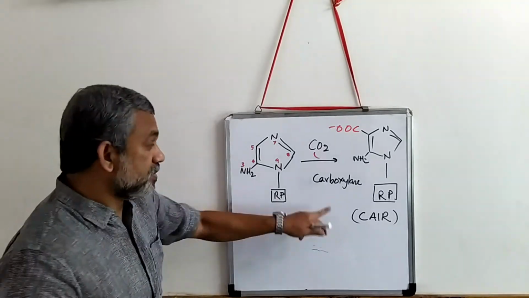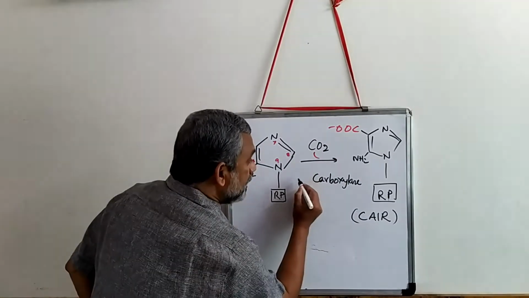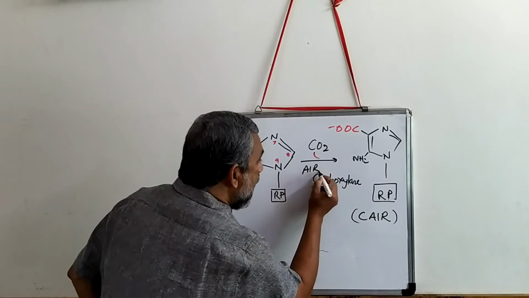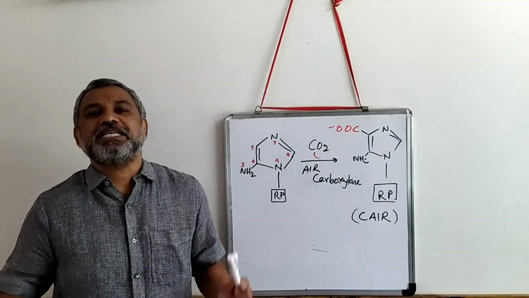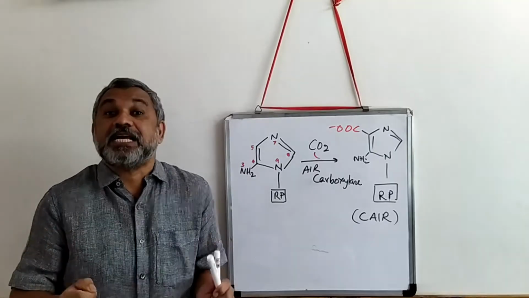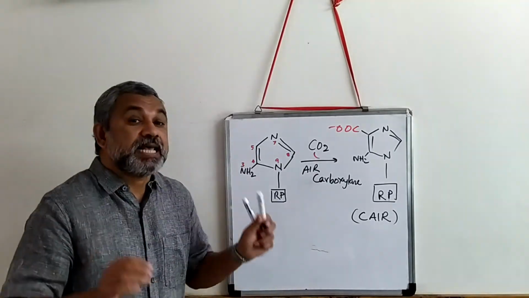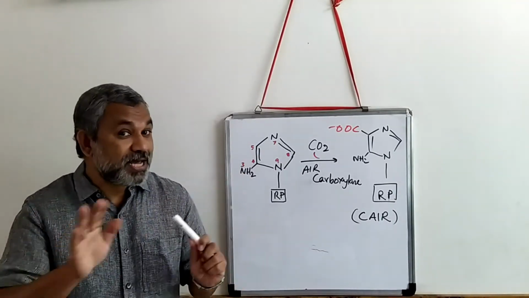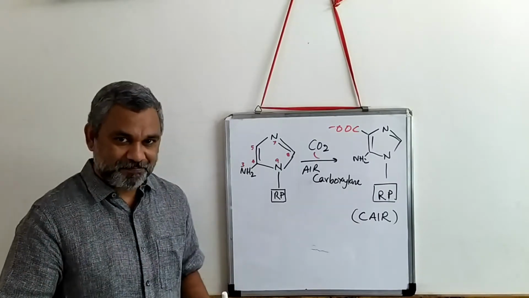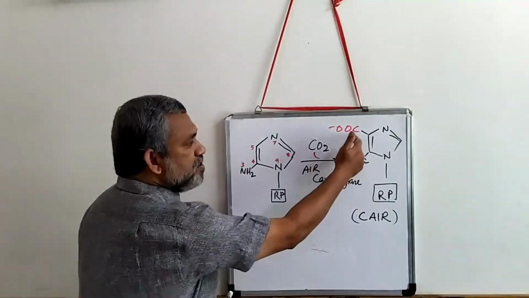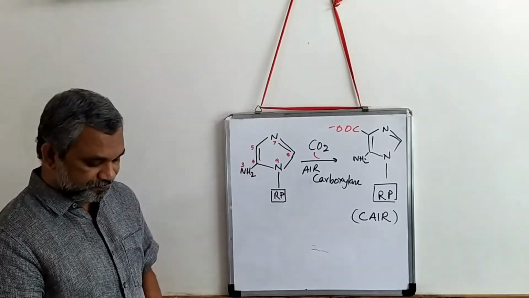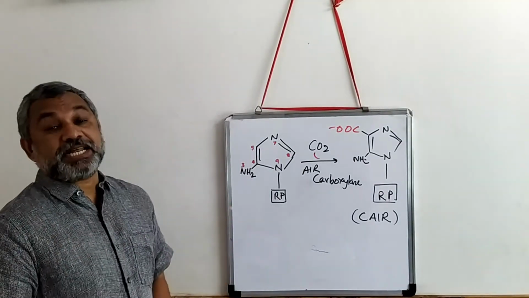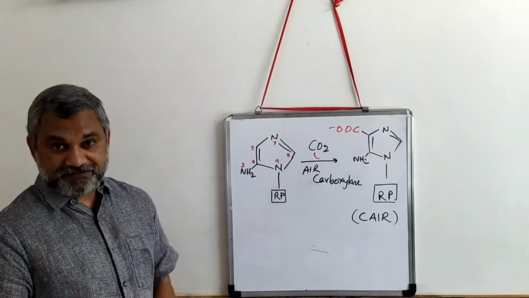Now this is a carboxylase, it is AIR carboxylase enzyme. We know that carboxylases are enzymes that require biotin, whereas this carboxylase is not a biotin dependent enzyme. So carboxylase added and we get formation of a CAIR molecule. Next step is step number 7.